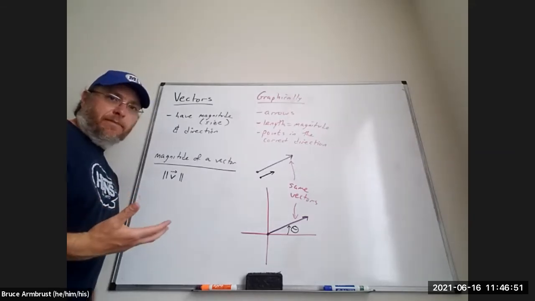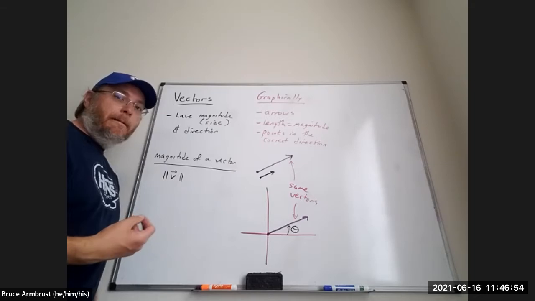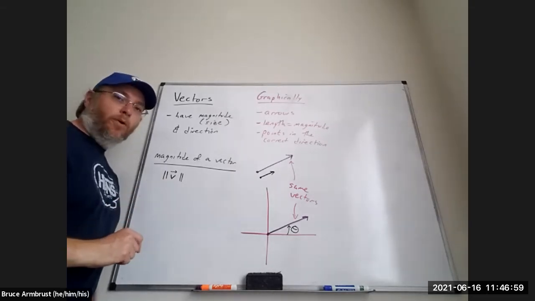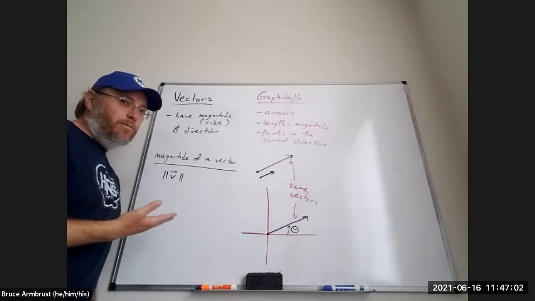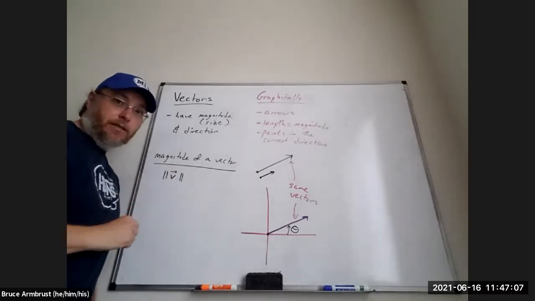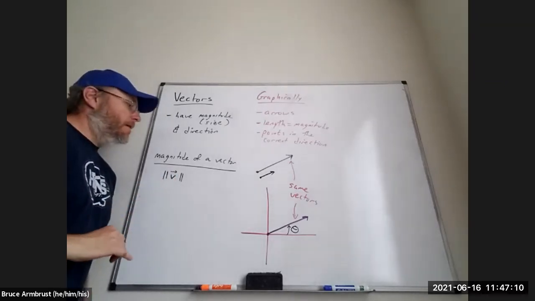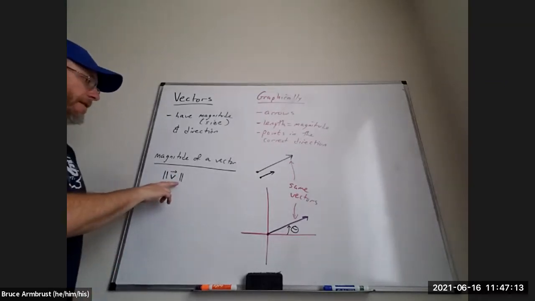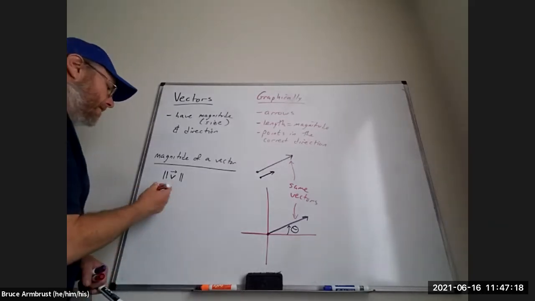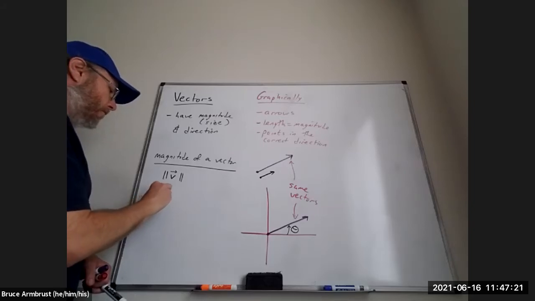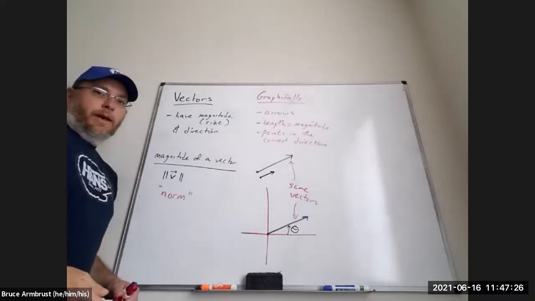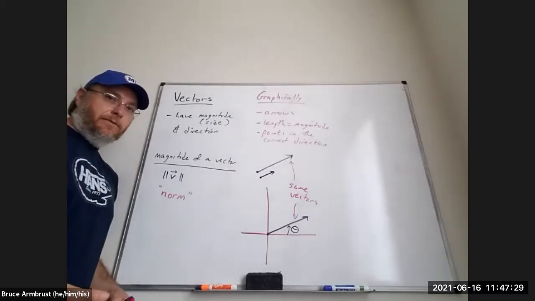You do see this in textbooks. It's not uncommon. But the other thing you'll see in textbooks, and like in your textbook, I think you'll see it as a bold V, but I can't do bold on the whiteboard. So I'm going to draw just a little arrow to let you know that that's a vector. But this is the symbol that we're going to use for the magnitude of a vector. It does go by a different name. It's also sometimes called the norm. So the norm of a vector is its magnitude.